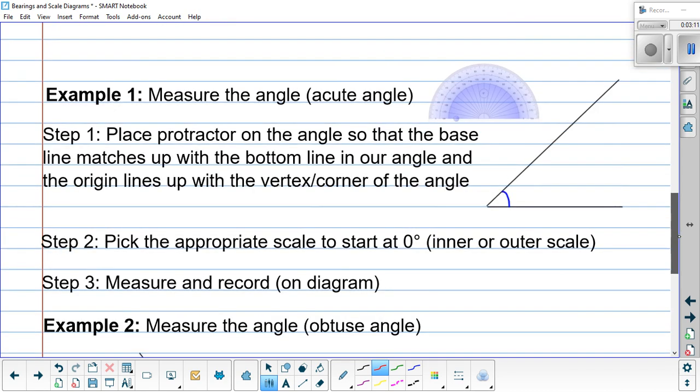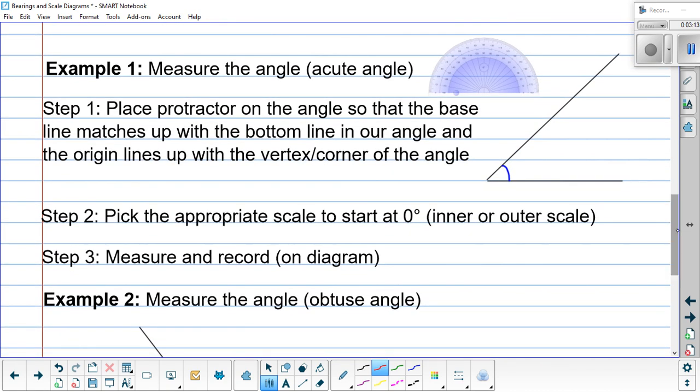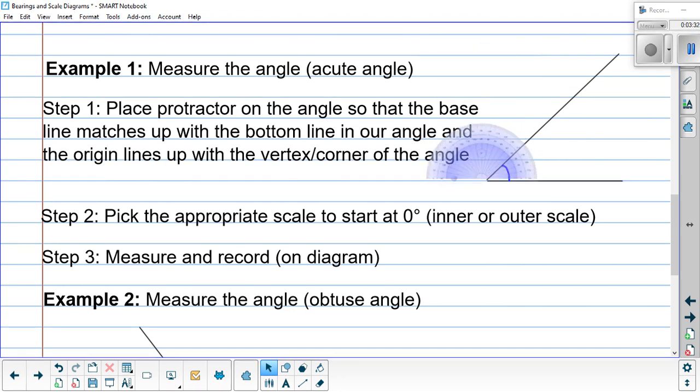Now, how are we actually going to measure these angles? Just draw any acute angle, so that's any angle less than 90 degrees, and follow along. First thing we're going to do is place the protractor on the page so that the baseline matches up with the bottom. So, this is going to look something like this.